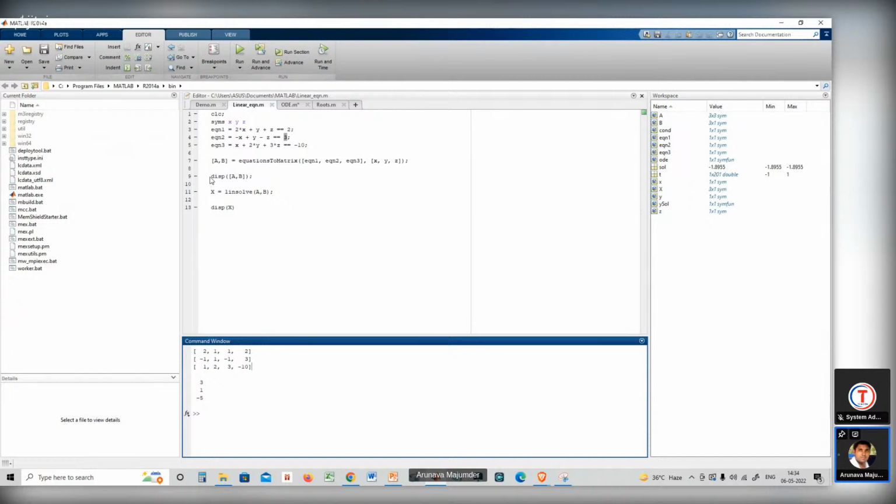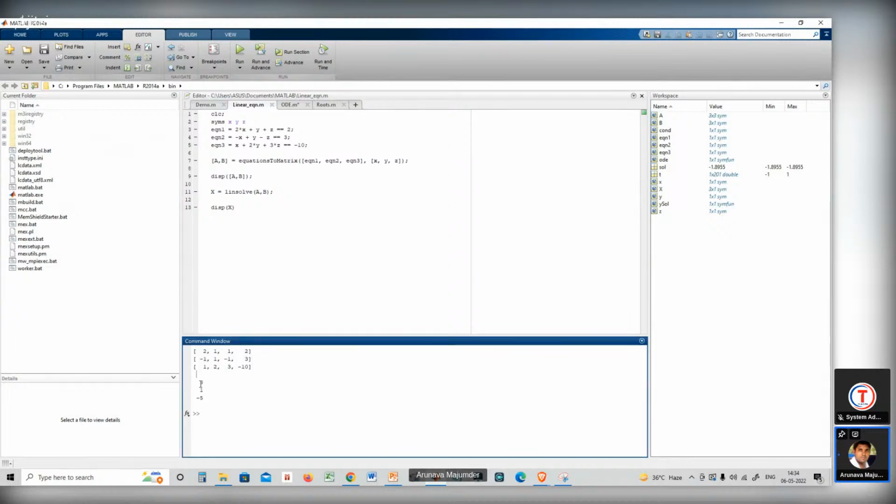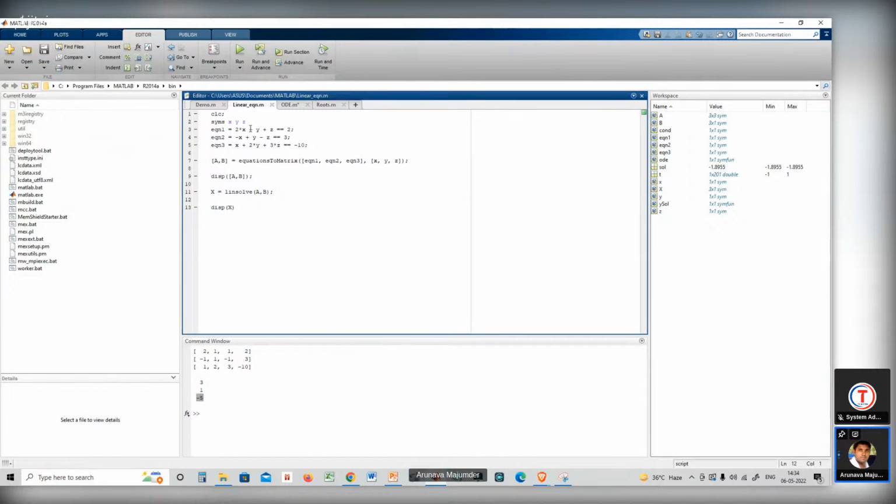After that, I have displayed this matrix. And then I use this particular command, linsolve(A,B). So linsolve(A,B) will solve these equations, that is x equal to linsolve(A,B). Since there are three variables x, y, z, obviously we need to have three values. So this is the value of x, this is the value of y, this is the value of z. Very simple. So by using this MATLAB command linsolve, any type of equation you can solve.